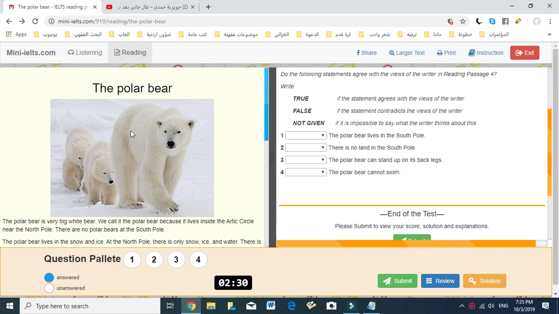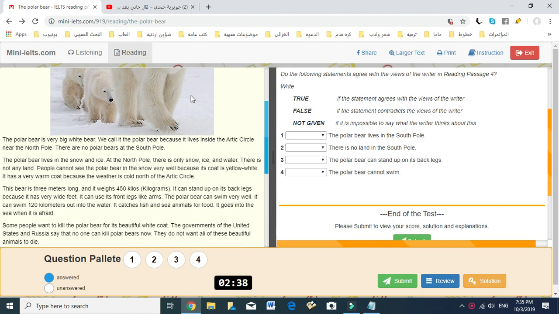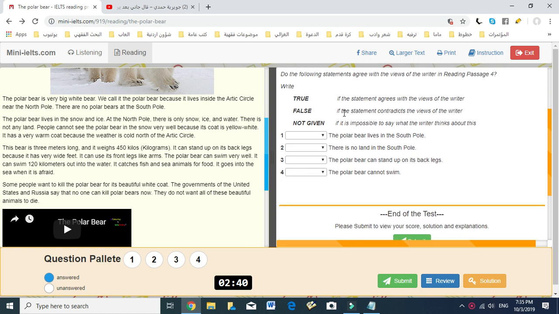Today we have a passage with the title The Polar Bear. Okay. We have 4 questions, true, false, not given. We will see how the answer would be true or false or not given, and how to differentiate particularly between false and not given. These 2 points are usually mixed up with each other. Okay, let's start.